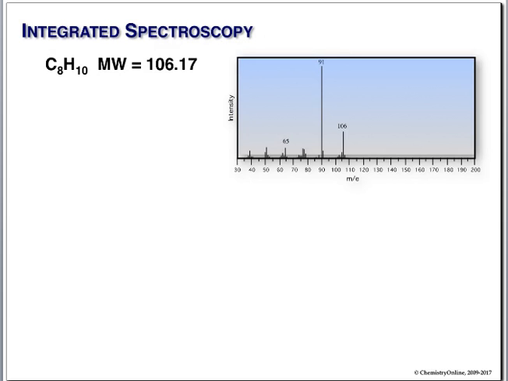C8H10. 8 times 2 is 16, plus 2, 18. We're missing what? 4 degrees of unsaturation. Sure sounds like a benzene ring to me. The compound has a molecular weight of 106. You're given that, but you know that just by looking at the mass spec. There it is, the molecular ion at 106.